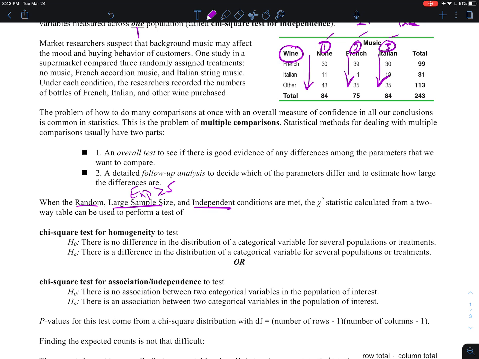And if you treat it that way, we're talking about several populations. The shoppers that were listening to no music, the shoppers that were listening to French music, and the shoppers that were listening to Italian music are all considered separate groups, and it's the distribution of wine they purchased that we're measuring. That would be the test for homogeneity of proportions.